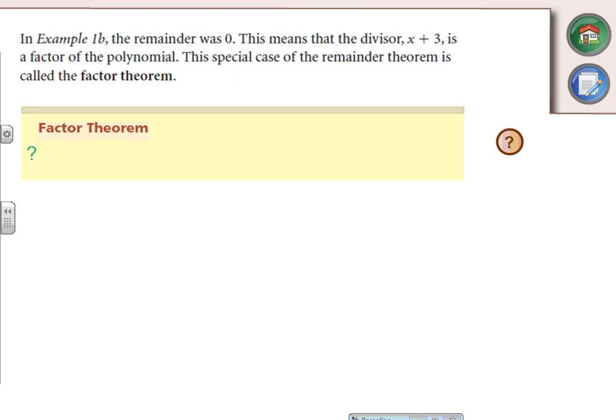Okay, so in that first example I just did, the remainder was 0. This is a special case of the remainder theorem because we said it's a factor. So they're going to give it a new name: factor theorem. If you get 0 as a remainder, it is now called factor theorem because it was a factor.